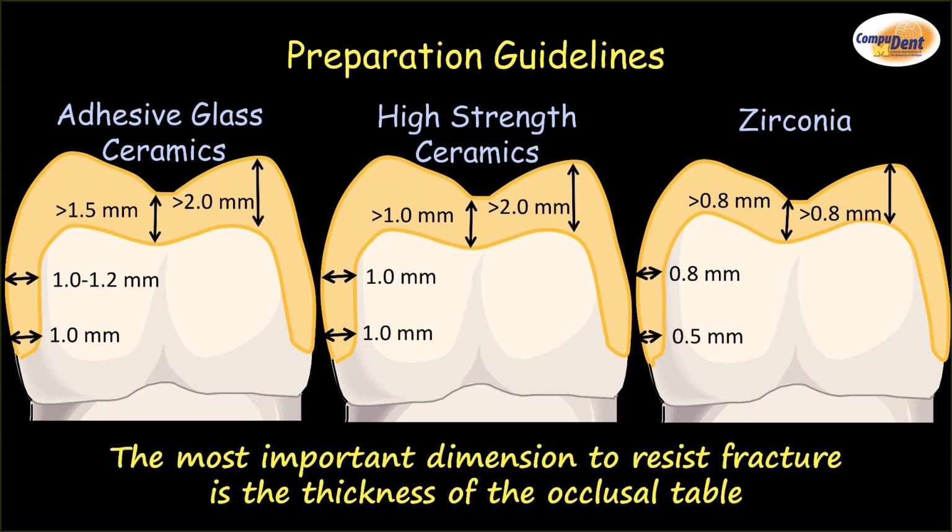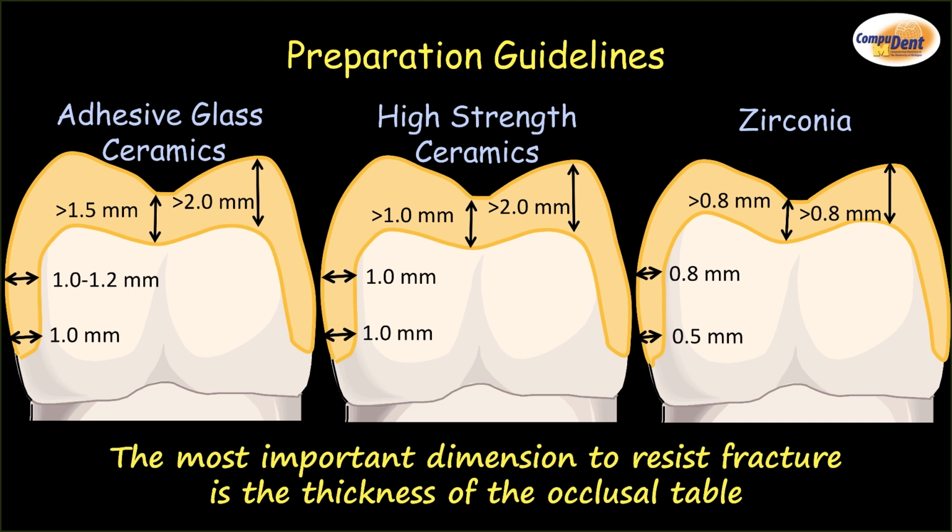The two that we look to are either the high strength ceramic or the zirconia. And as you can see, we have a much less dimension required on the occlusal of both these dimensions. But keeping in mind that this is the most important dimension relative to the strength of our restoration. And I say it that way because many people believe, well, the material has an inherent strength. Not really. We can compromise that inherent strength by the volume of material that we create for the restoration.